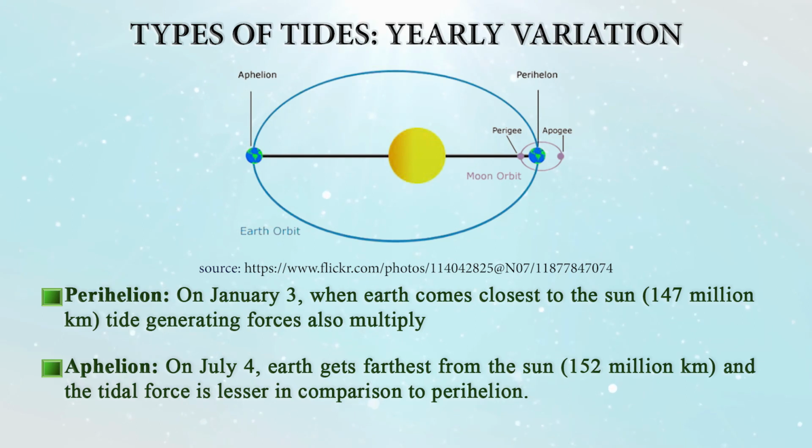So when it is farthest, tidal force is lesser in comparison to the perihelion, and so tidal rise is also affected in that way, just as we explained the other type of tides. So during perihelion it will experience greater height of tides compared to the aphelion. Now there is also one long term variation.